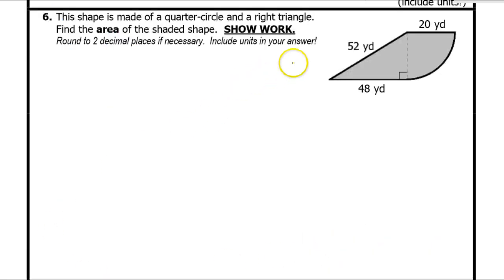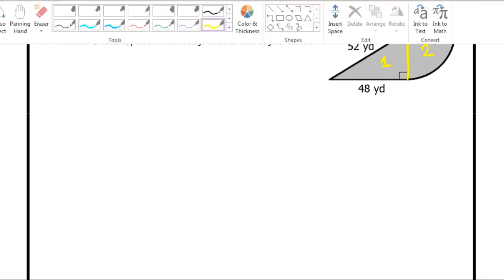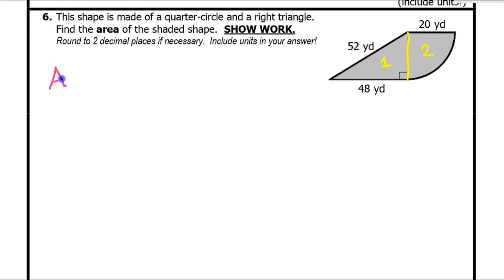For number 6, we're supposed to find the area of this combination shape. And when you find the area of a combination shape, just split it up into 2 or more areas that you can easily find. So I will think of this as area number 1, and I will think of this as area number 2. So let's start with area number 1. This is a triangle, so the area is going to be 1/2 base times height. So that's 1/2. The base here is 48.